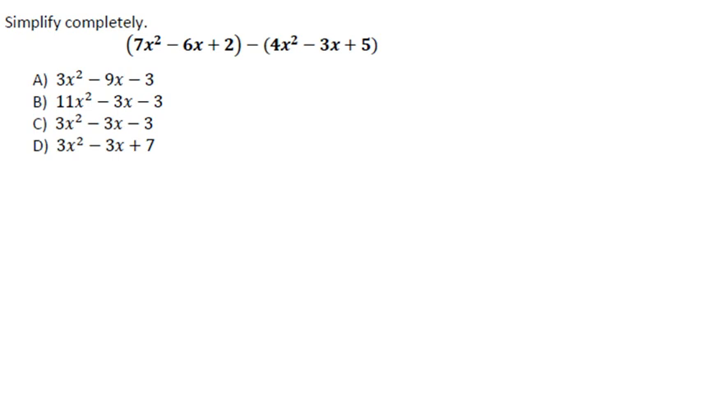This problem is asking us to simplify completely (7x squared minus 6x plus 2) minus (4x squared minus 3x plus 5). So I know a lot of you, when you see two parentheses, you want to multiply them together. But remember, there is a sign in between these two trinomials here. There's a minus sign in between them. So we're not supposed to multiply. We're supposed to subtract. Okay?